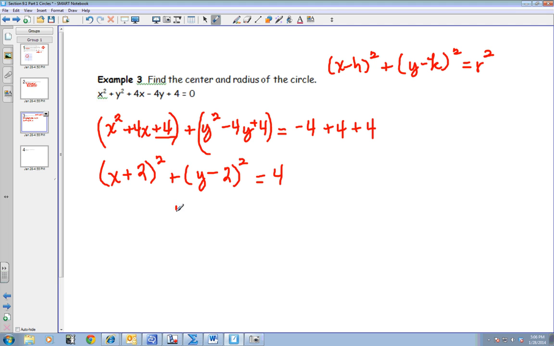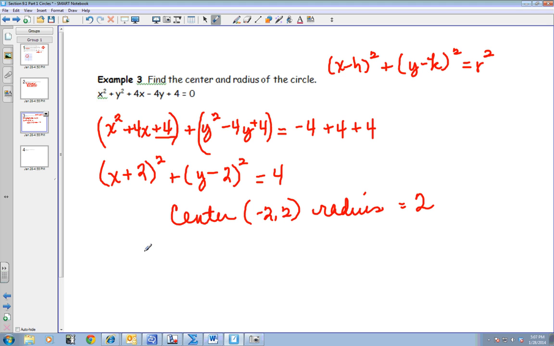So now this is in standard form. My center is at (−2, 2), and my radius is the square root of this number, so 2.